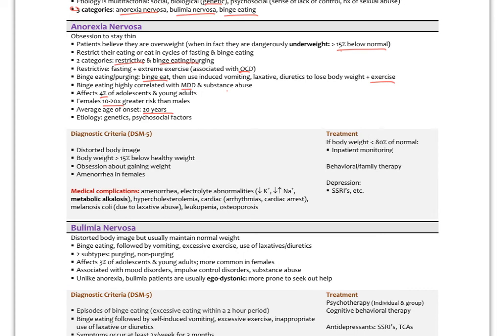If we look at the criteria for anorexia in DSM-5, it is distorted body image with a body weight greater than 15% below a healthy body weight, and that's usually the low end of BMI is 18.5, so below that. And then often there's obsession about gaining weight, and in females, very commonly there's amenorrhea, lack of menses, lack of a menstrual cycle. The medical complications can be severe, so amenorrhea is one. Electrolyte abnormalities, so decreased potassium, it can be increased or decreased sodium, and that can create metabolic alkalosis. High cholesterol, the liver attempts to put out more cholesterol for calories.